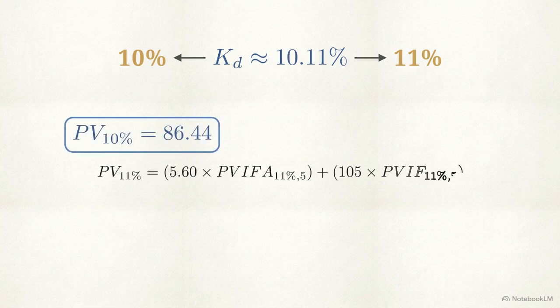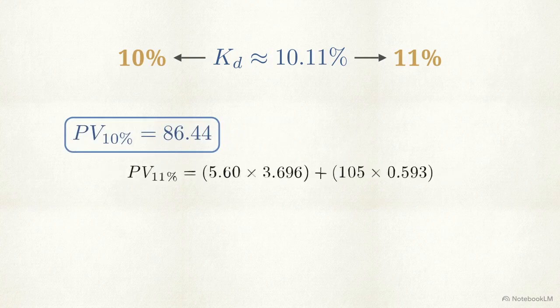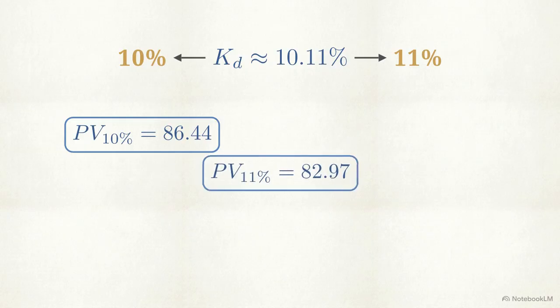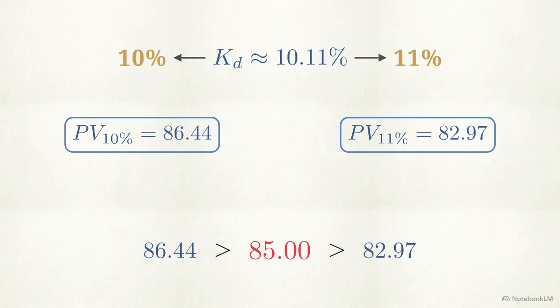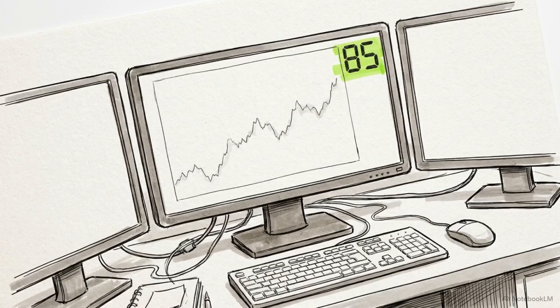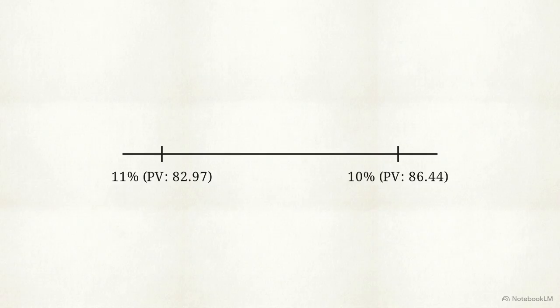Using the present value method at the 10% lower bound, our total PV is 86.44 rupees. Pause and calculate the 11% upper bound using factors 3.696 and 0.593. Multiplying these factors, your total present value drops to 82.97 rupees. The current market price of the debenture is exactly 85 rupees. Because 85 sits between 82.97 and 86.44, we have mathematically proven the true cost is trapped between 10 and 11%.